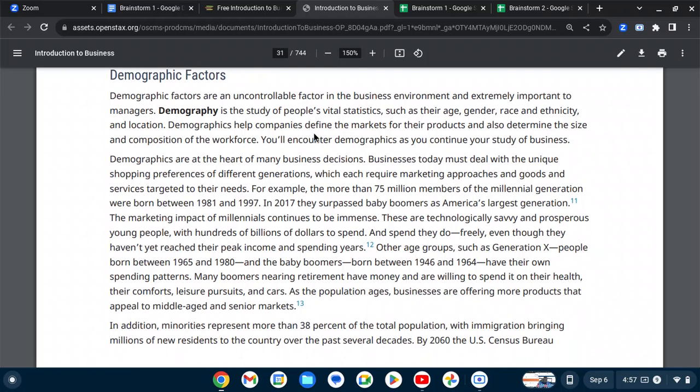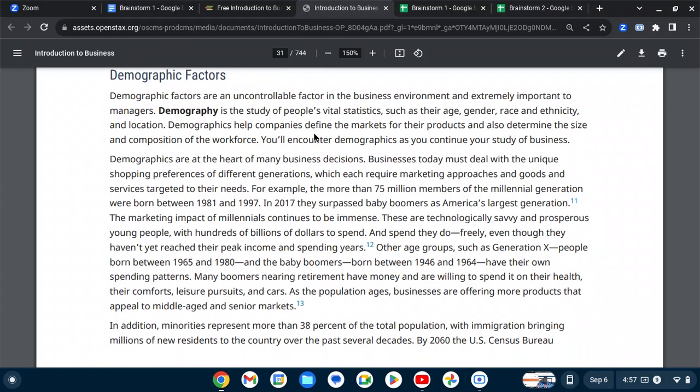Demographic factors. Demographic factors are an uncontrollable factor in the business environment and extremely important to managers. Demography is the study of people's vital statistics, such as their age, gender, race, and ethnicity, and location. Demographics help companies define the markets for their products and also determine the size and composition of the workforce. You'll encounter demographics as you continue your studies of business.